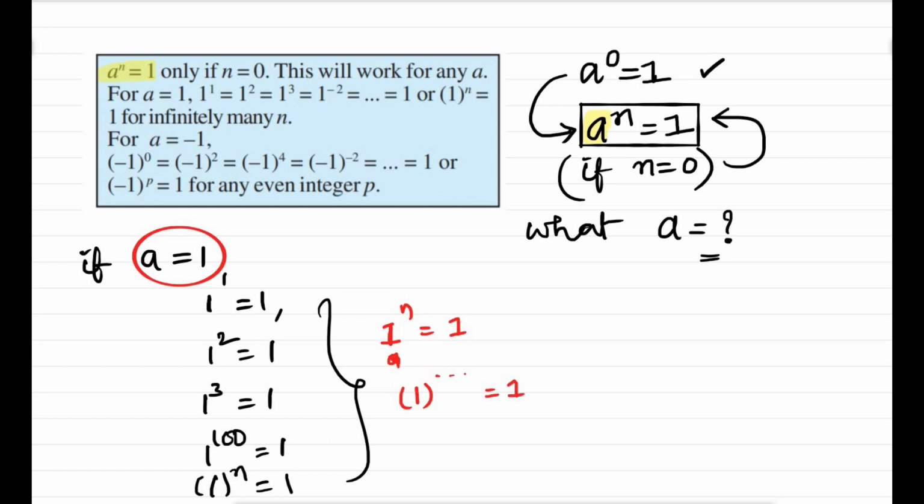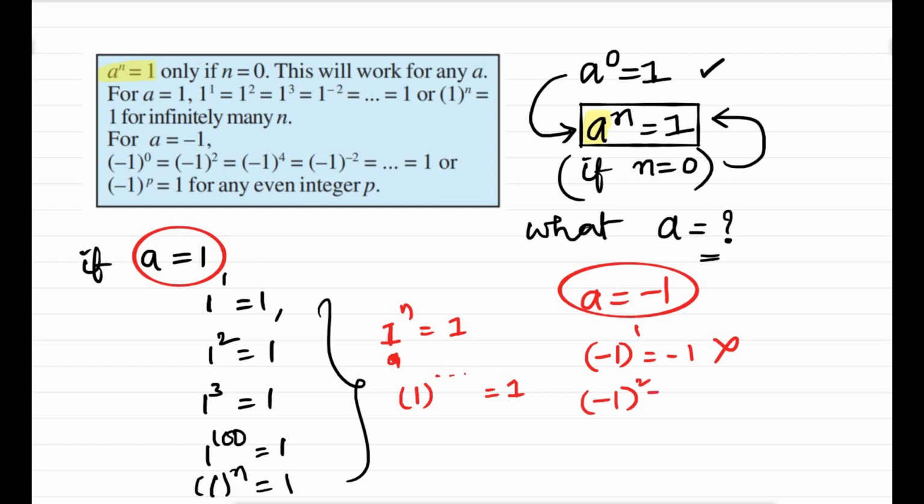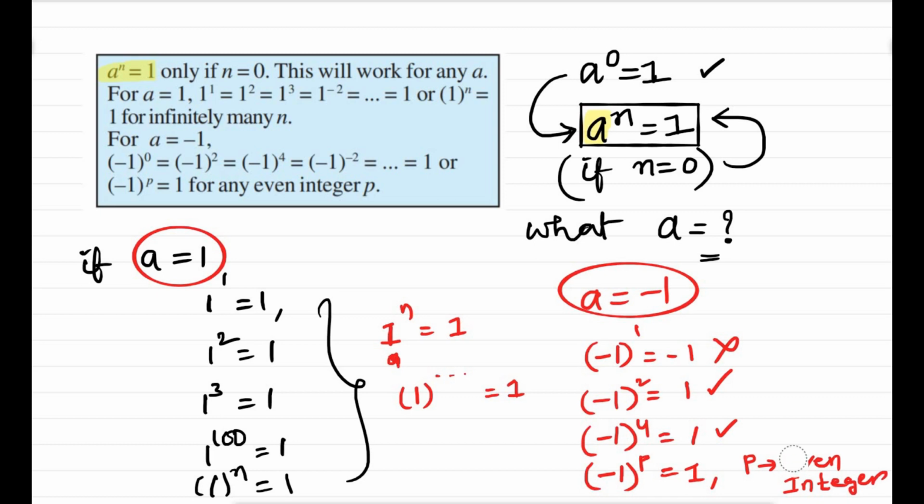Okay, understand? And now what if a is equal to minus 1? Minus 1 whole power 1 is minus 1, so this is not valid. Minus 1 whole power 2 is equal to 1, this is valid. Minus 1 whole power 4 is equal to 1, this is valid. So if you keep on observing, minus 1 whole power p is equal to 1 only where p must be an even integer. This is possible only if p is an even integer.